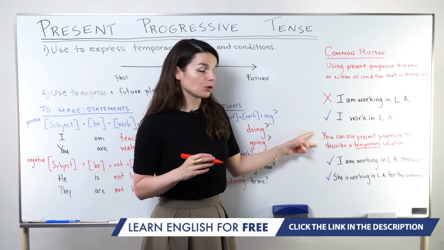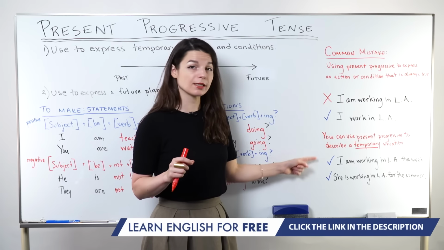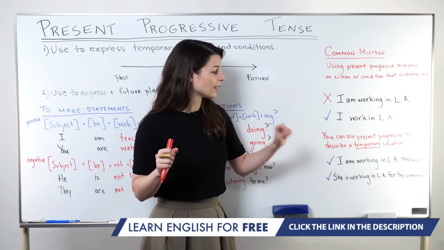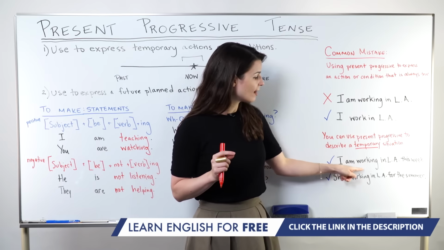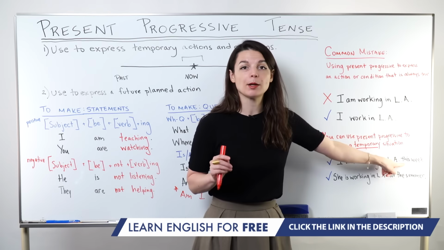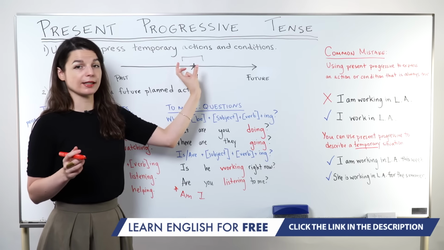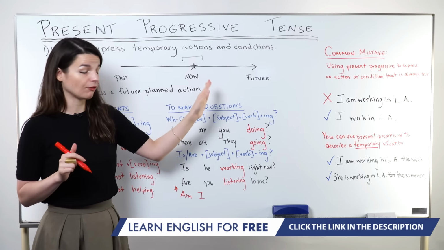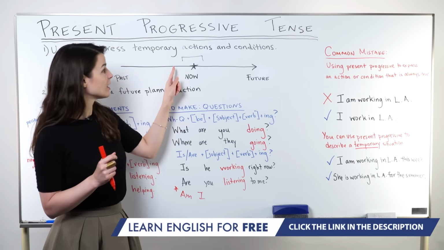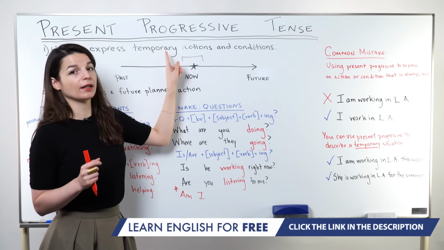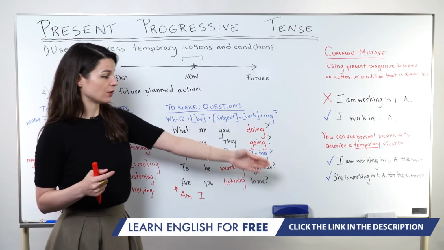Then you can use present progressive tense to describe a temporary situation. So these two sentences are okay. I am working in LA this week. So the reason this sentence is correct is because this sentence expresses a time period, a fixed time period. This week, I'm working in LA this week. It's temporary. In a case like that, it's fine. Another example, she is working in LA for the summer. So that means for this time period, the action is going to continue. The action is continuing. So we can use present progressive tense to describe this.